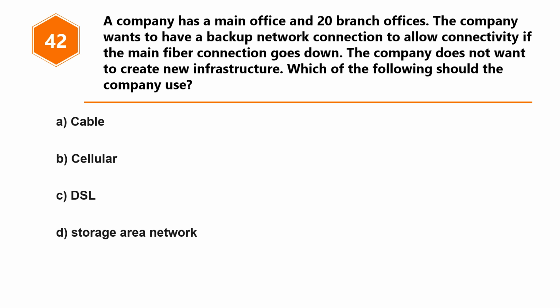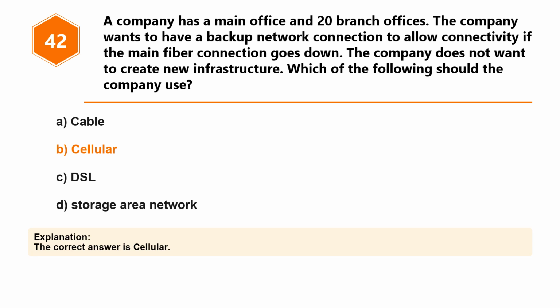Which of the following should the company use? Option A, cable. Option B, cellular. Option C, DSL. Option D, storage area network. The correct answer is option B, cellular.